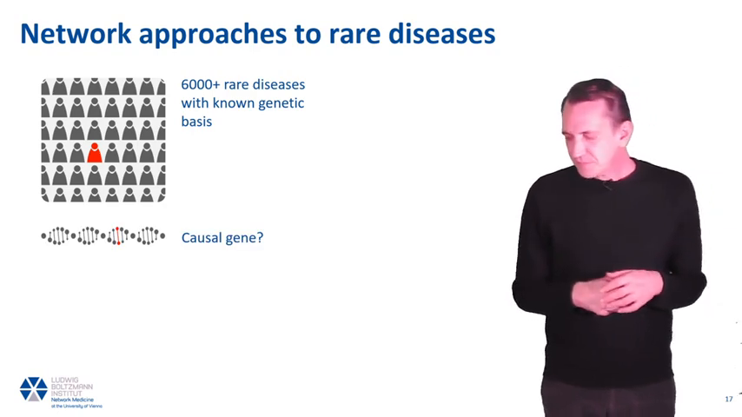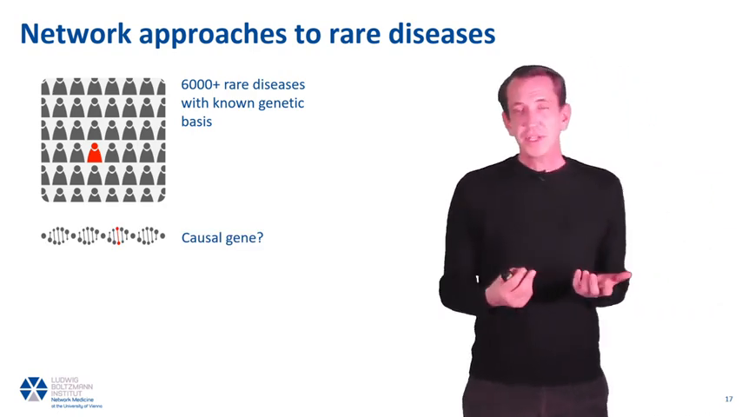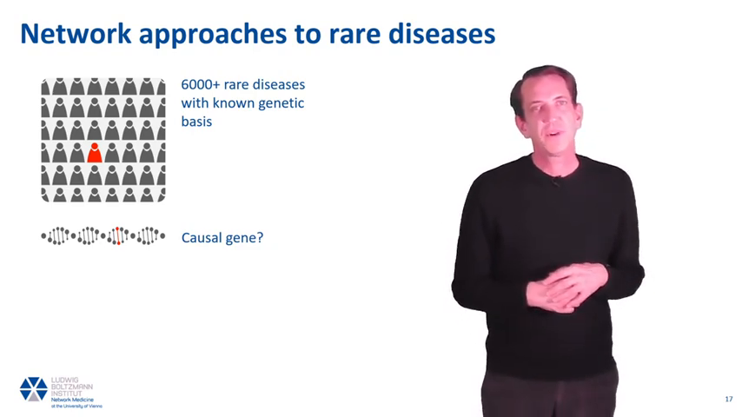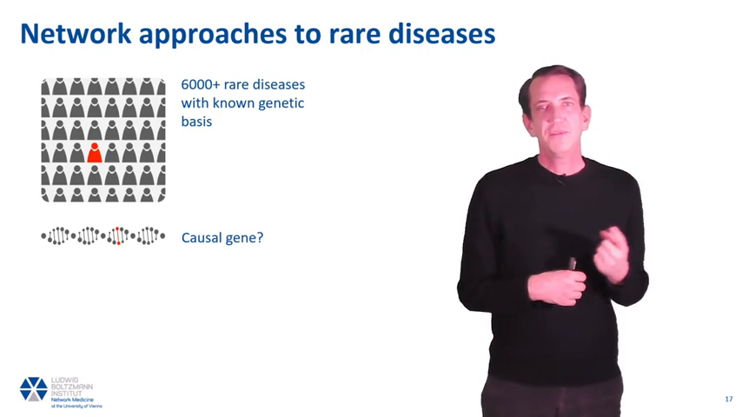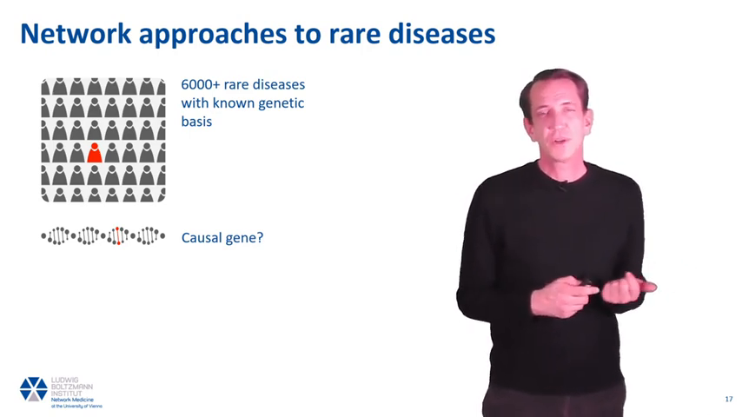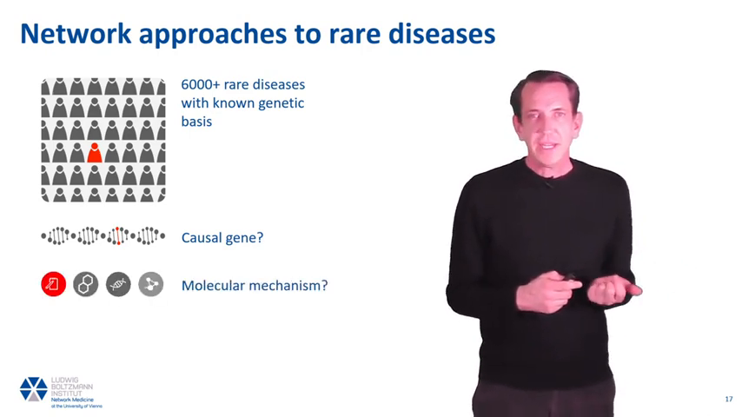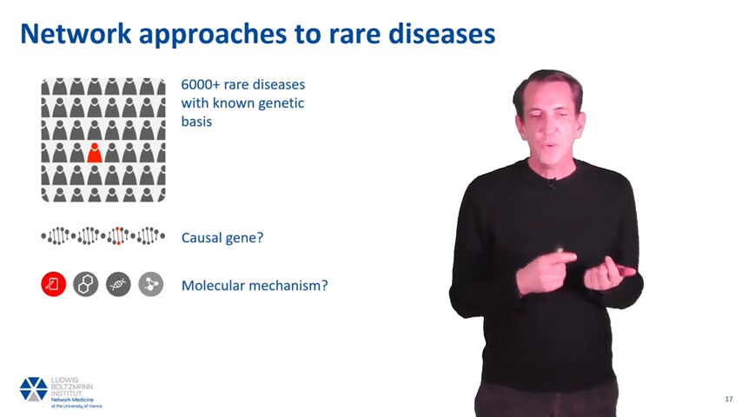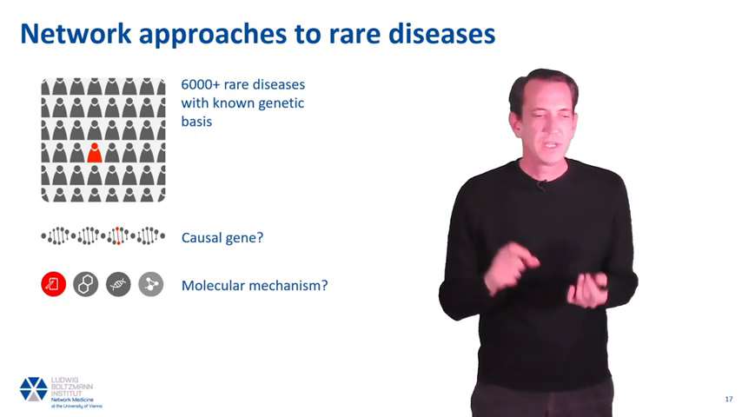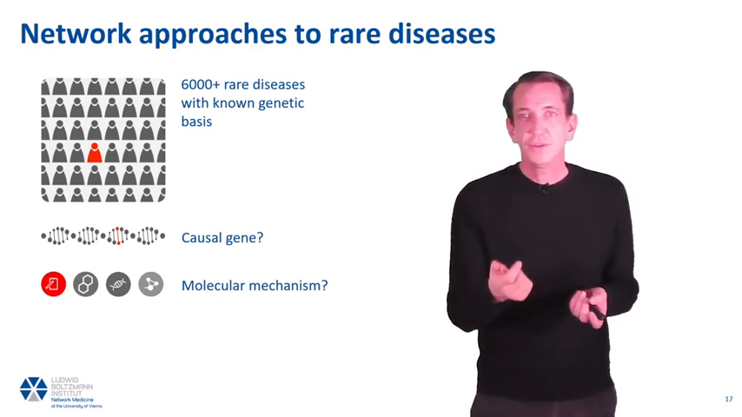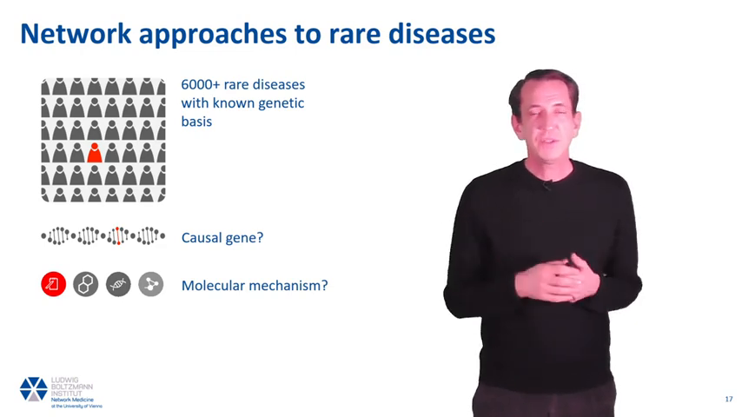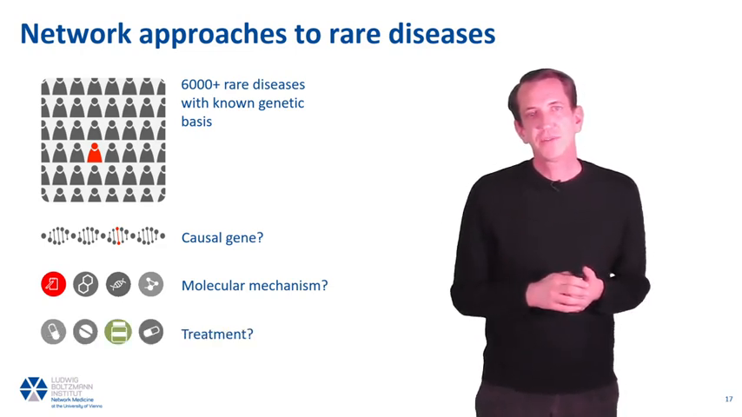Now, for a given patient, let's say you have a child that you suspect suffers from a genetic disease, the very first question is, what is the diagnosis? So what is the actual causal gene? Then the second question is, what is the consequence of this particular mutation? So how does a change in the letter in your genetic code actually cause the upstream phenotypes that you are suffering from?